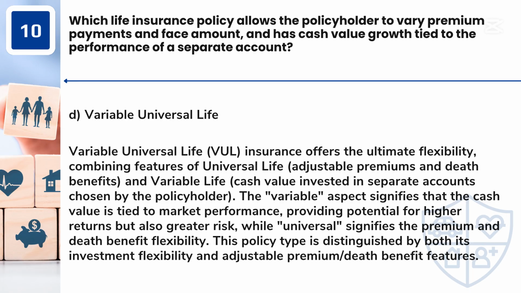The variable aspect signifies that the cash value is tied to market performance, providing potential for higher returns but also greater risk, while universal signifies the premium and death benefit flexibility. This policy type is distinguished by both its investment flexibility and adjustable premium/death benefit features.